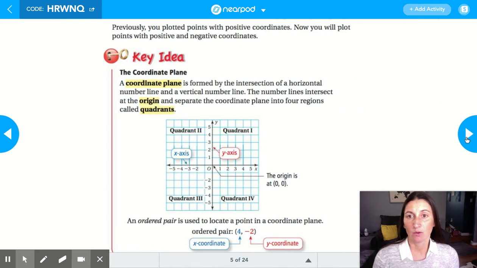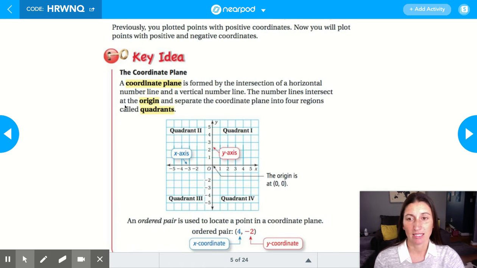Previously, we have plotted on a coordinate plane, but we've only plotted in the first quadrant, quadrant number 1. You've seen the y and x axis. But now that we've introduced positive and negative numbers, you are ready to work with the entire coordinate plane. The coordinate plane is formed by the intersection of a horizontal number line, with 0, positive numbers to the right, negative to the left, and a vertical number line, where positive numbers are up and negative numbers are down.